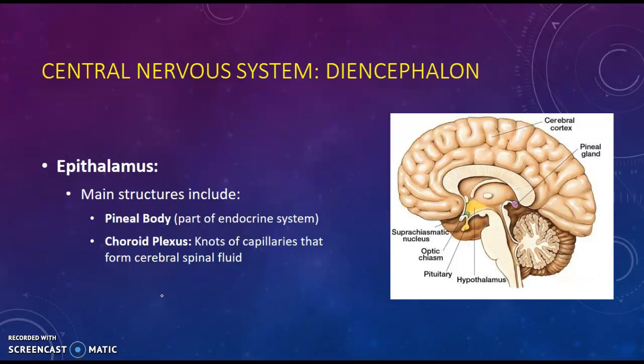One's called the pineal gland, which is part of the endocrine system. It actually helps you with sleep, so there's the pineal gland right there. And then it contains the choroid plexus. The choroid plexus is literally a huge capillary bed that helps to form cerebrospinal fluid. And remember, that fluid is constantly flowing around the brain and the spinal cord to protect it. So this is where it's made, in this choroid plexus.